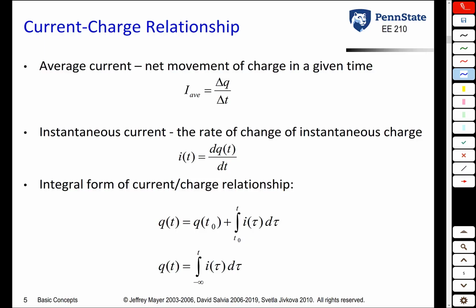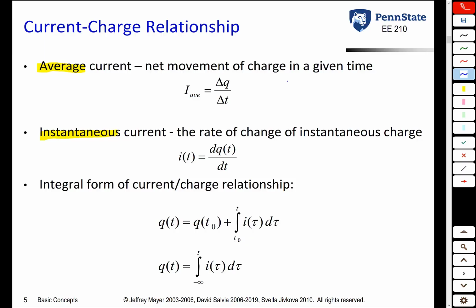Let's spend a little bit of time looking at the charge-current relationship now. When we talk about current, there are actually two different definitions of current. There's average current, which is the net movement of charge in a given time. And there's also something called instantaneous current, which is basically a rate of change of instantaneous charge. Let me explain the difference here.